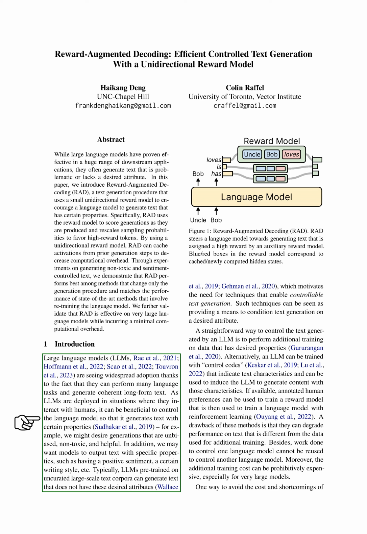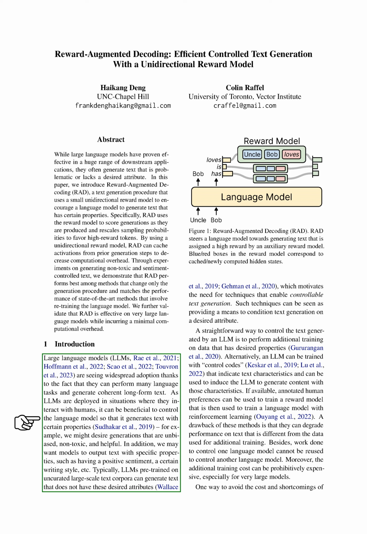We might also want the text to have specific properties, like a positive sentiment or a certain writing style. However, LLMs that are trained on large, unfiltered text datasets often don't produce text with these desired attributes. This is why we need techniques that allow us to control the text generation process.